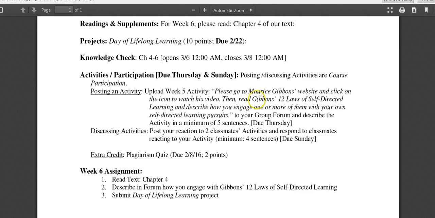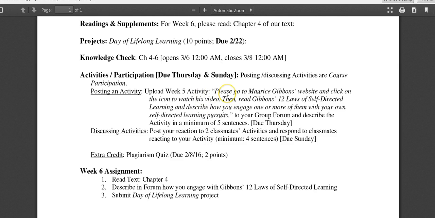I want you to go to Maurice Gibbons's website, click on the icon to watch his video, and then read the separate posting, 12 Laws of Self-Directed Learning, and describe how you are a self-directed learner utilizing one or more of Gibbons's laws. And so this will be kind of a personal activity for you to see where you are in self-directed learning and what of Gibbons's 12 laws you might find really speak to you.